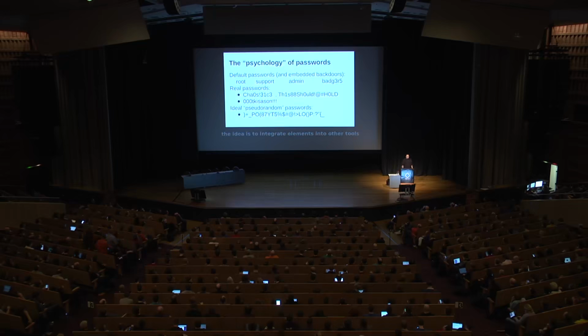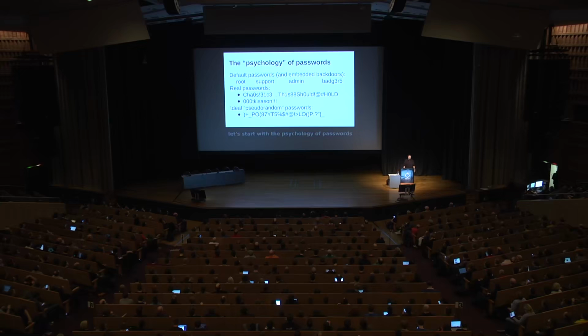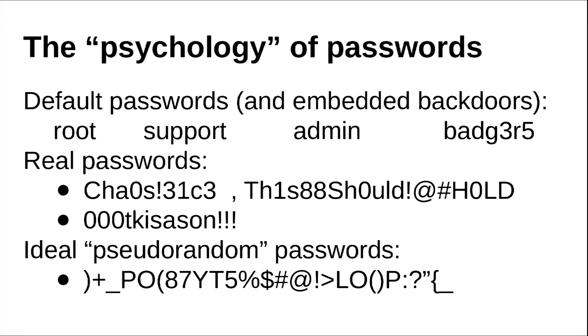So let's start first with the psychology of passwords. What kind of passwords exist? First, there are some default passwords or default backdoors that somebody was smart enough to integrate into a system, like root, support, admin, and so on. There are real passwords, because people need a system to remember a password. Each of you has a system how he creates a password, how he remembers the password, right? So people use combinations, mutations, they add words, they have their own ways.